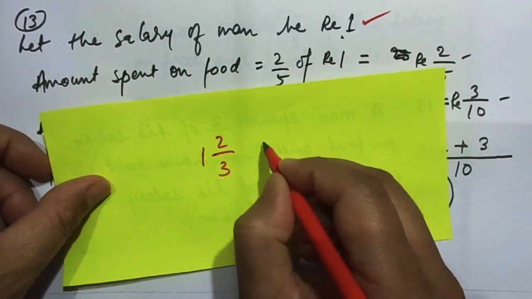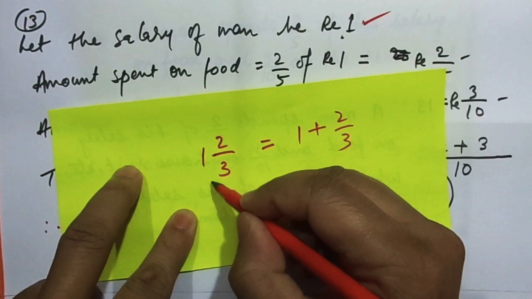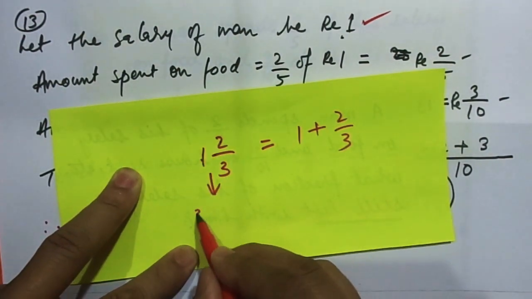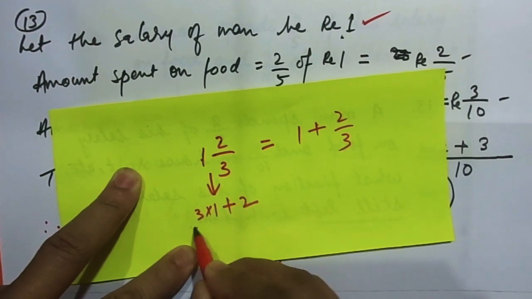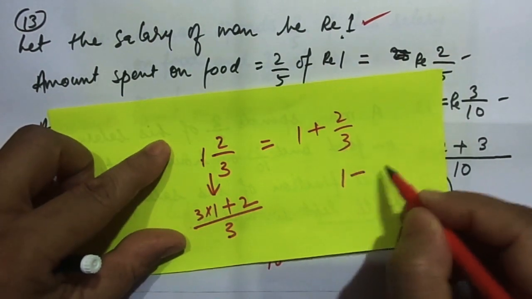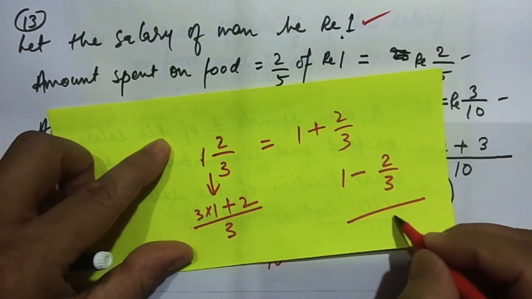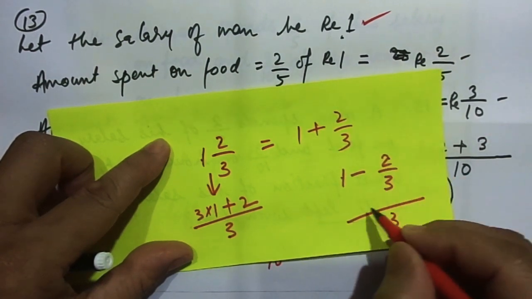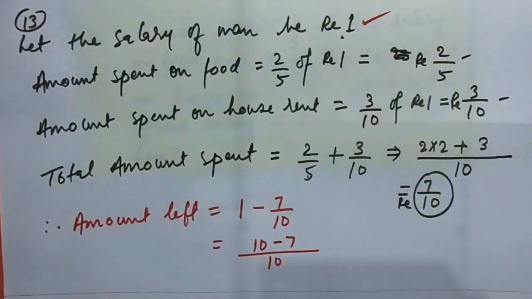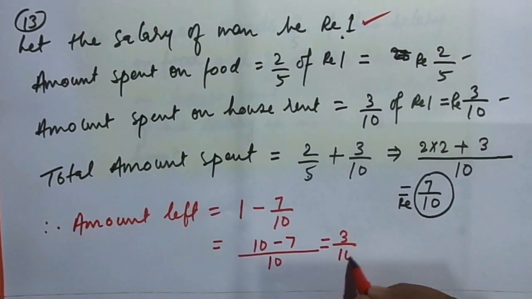See, when you get 1 2 by 3, so I taught you 1 2 by 3 means 1 plus 2 by 3. So when you can convert this in this form, 3 ones are 3 plus 2, 3 into 1 plus 2 by 3, isn't it? Similarly, when you have 1 minus 2 by 3, you can convert this in the same way. 3 ones are 3 minus 2, 3 into 1 minus 2. Clear? Now 10 minus 7 by 10 is equal to 3 by 10.